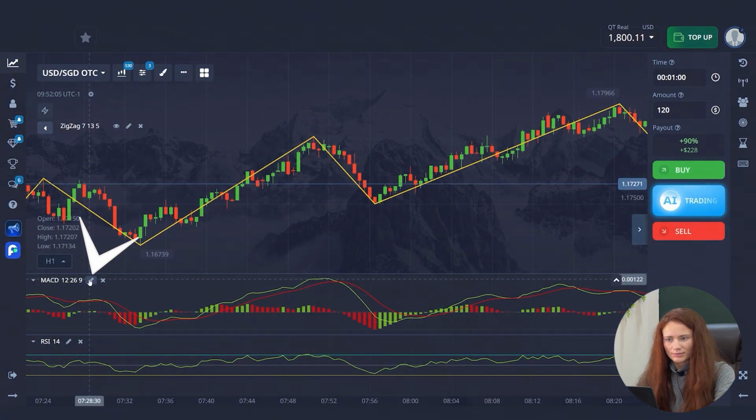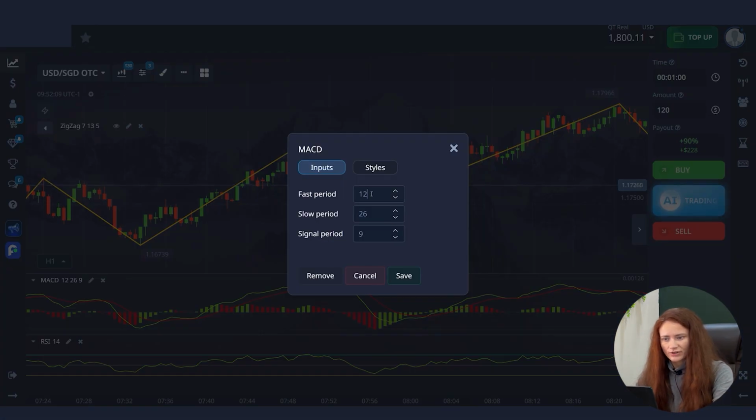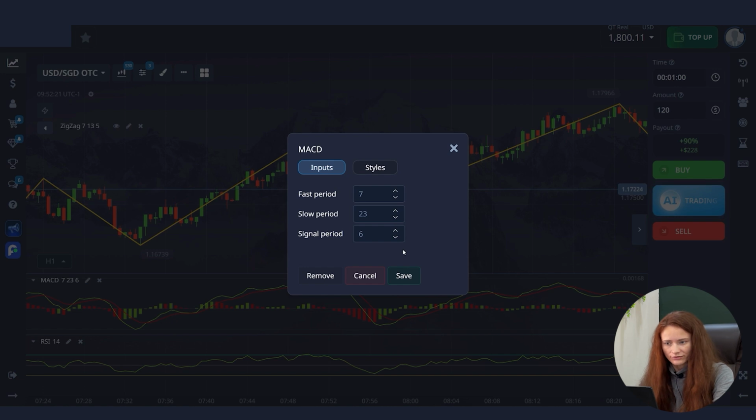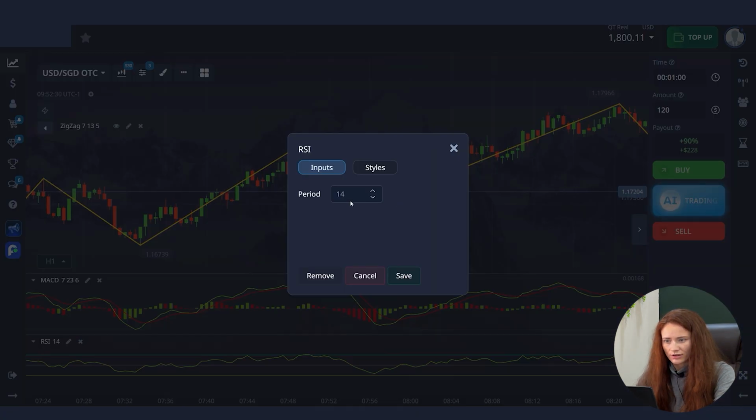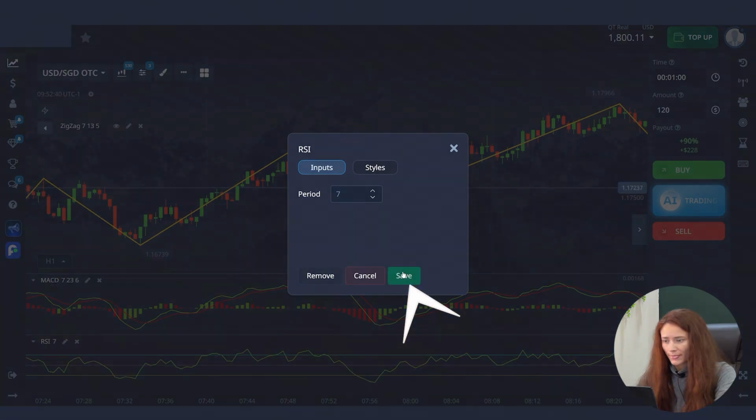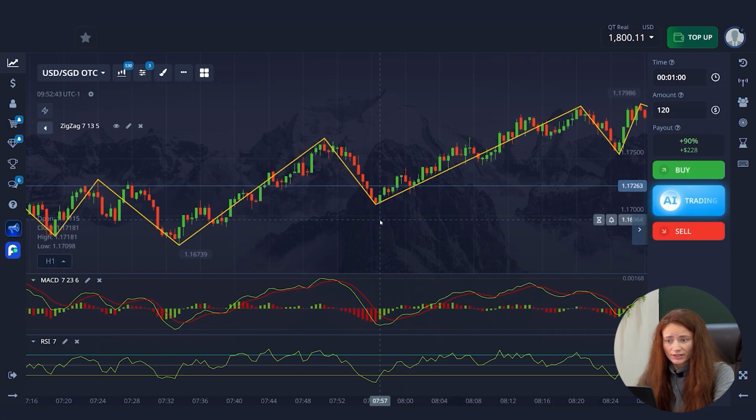And now go to the MACD settings. Fast period reduced to 7, slow period is 23, and signal period is 6. It is necessary for the chart to react more clearly to the price change. And now set up the RSI. The period of the indicator will reduce to 7. And that's it. Everything is ready to work.